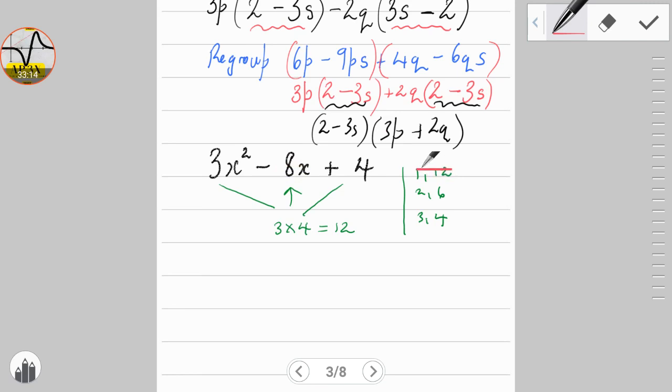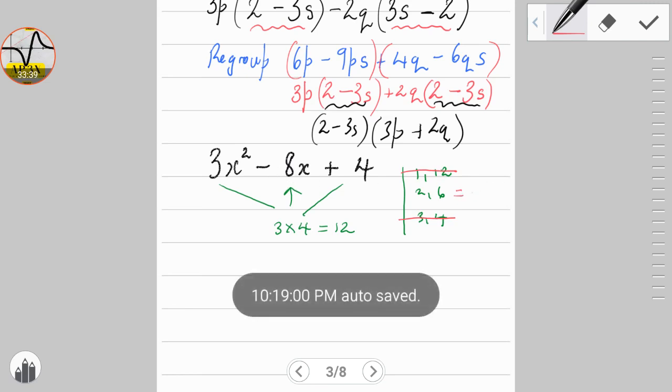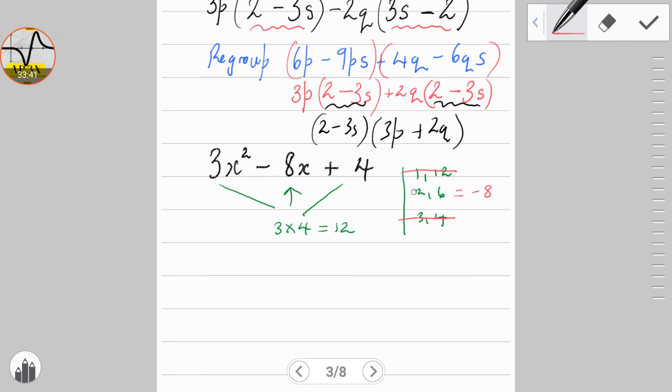Adding 1 to 12 we get 13, taking 1 from 12 we get 11, so that won't work. 3 plus 4 is 7, very close but not close enough. 3 from 4 is 1 or negative 1, that won't work. Now 2 from 6 is negative 4 or 4, but 2 plus 6 is 8. Remember that our focus is getting minus 8 and not just 8. Obviously if we add both of them, we're going to get plus 8.